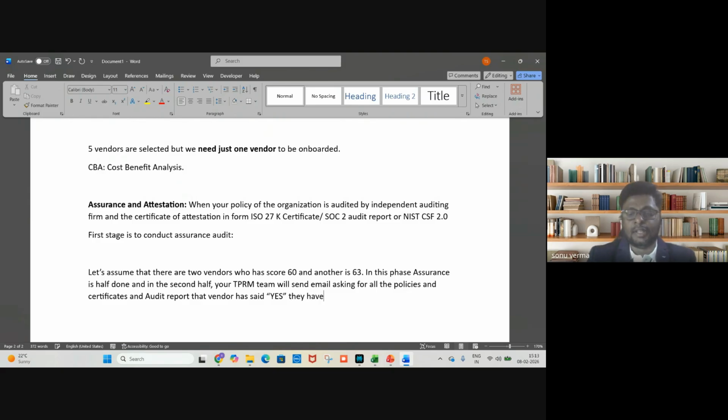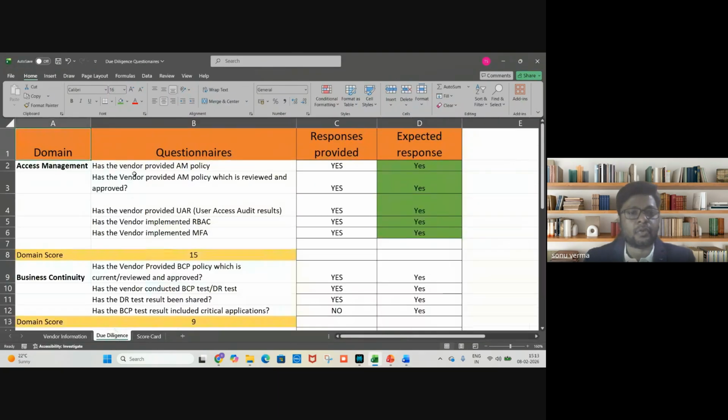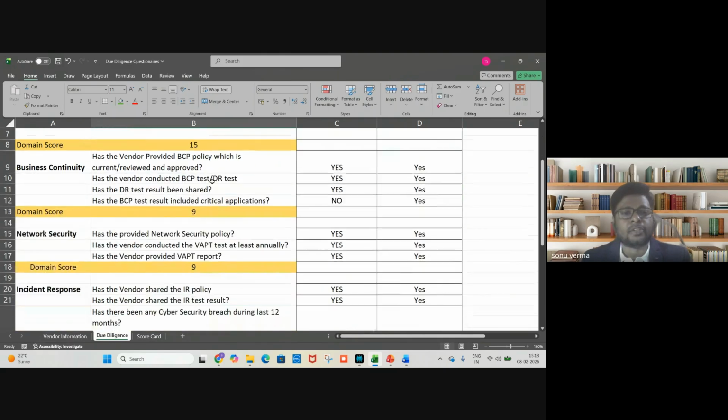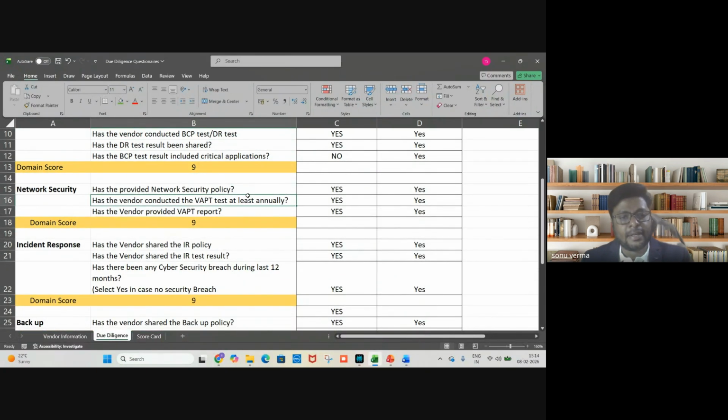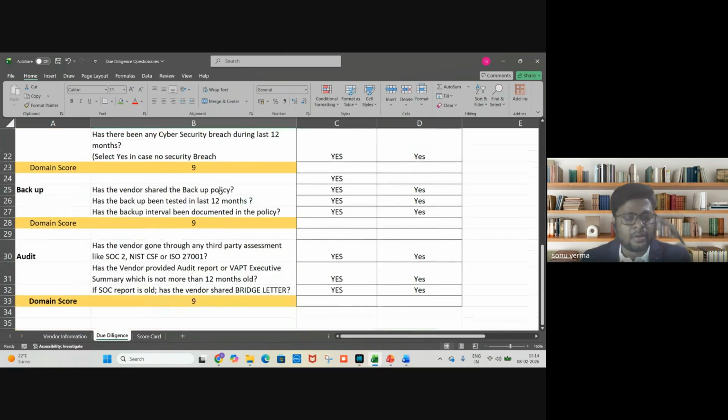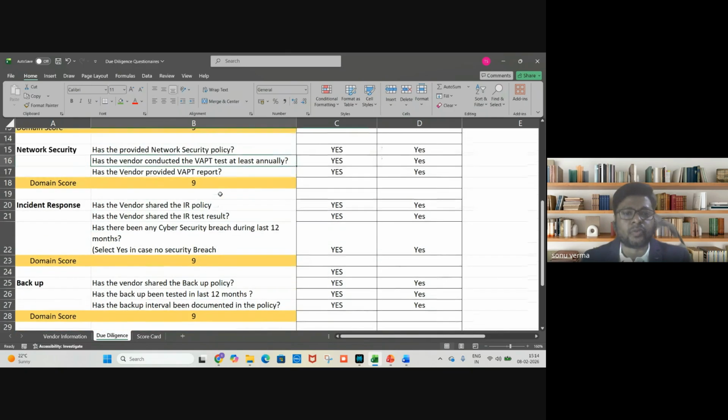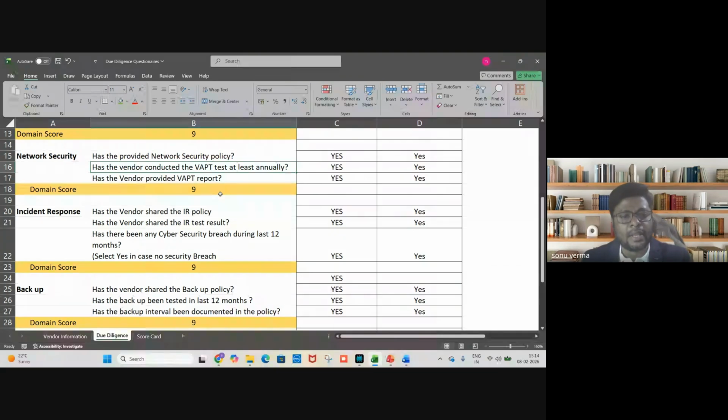Now, for this vendor, I will come here and say, okay, the vendor has said yes. My team is going to say, okay, TPRM team, please share your access management policy. Please share your access management audit report. Please share your business continuity planning. Please share your BCP test and DR test report. Please share your vulnerability assessment and penetration testing report. Once all these are received, we have three things assuring that the company has deployed that.